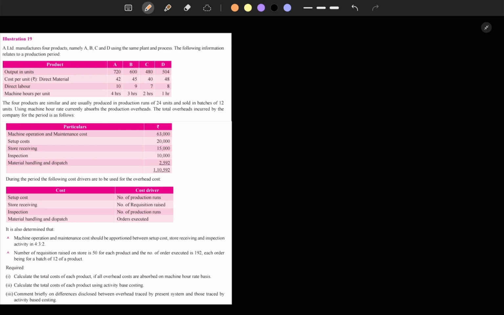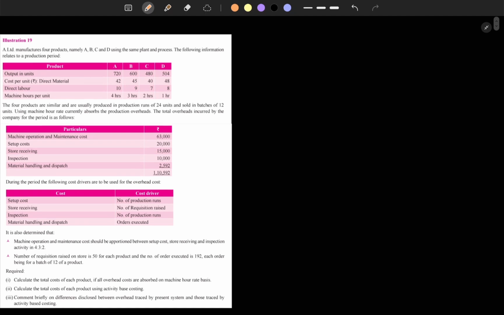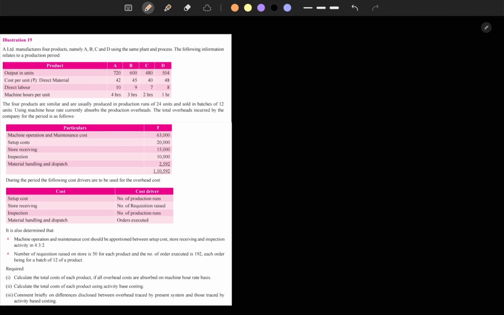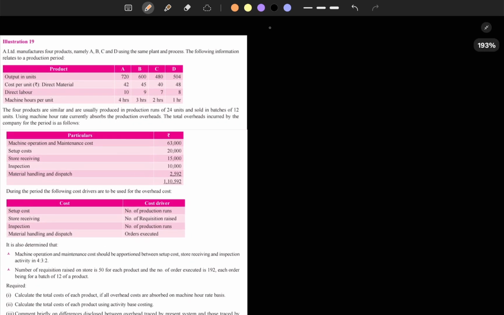Actually, this is one of the comprehensive sums of activity-based costing problems, and this one problem will cover the entire chapter. That's how this question was constructed, and I've picked this sum for you to understand the entire chapter. Let's start with this sum. ABC costing, which is activity based costing.